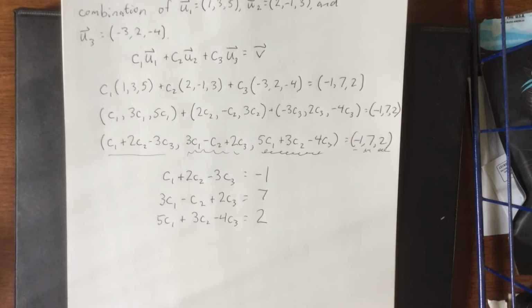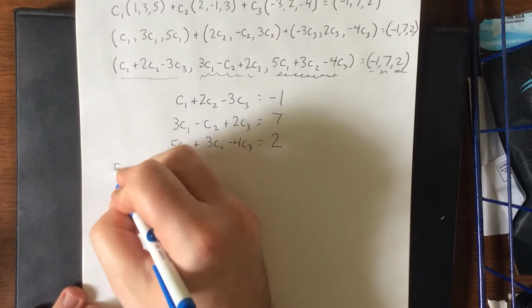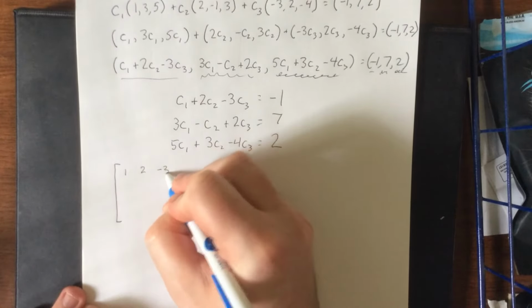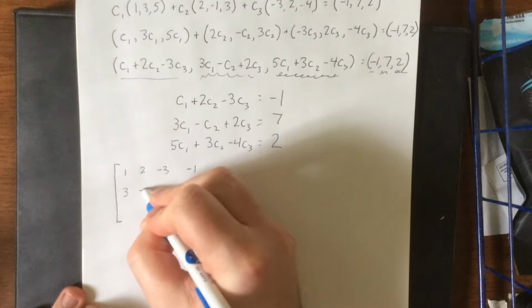Now, in order to solve this, I'm going to set up an augmented matrix and take it to reduced row echelon form. However, because we've already been through this process many times, I'm going to use my calculator to obtain reduced row echelon form.